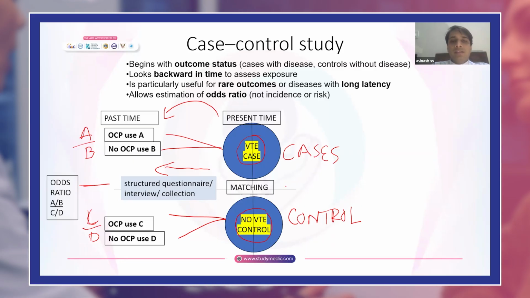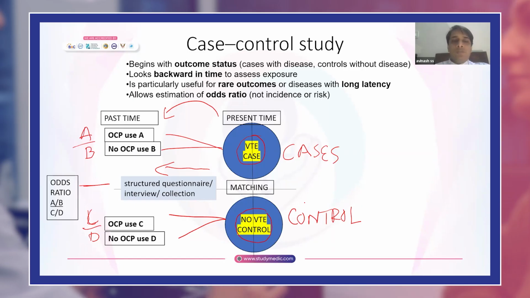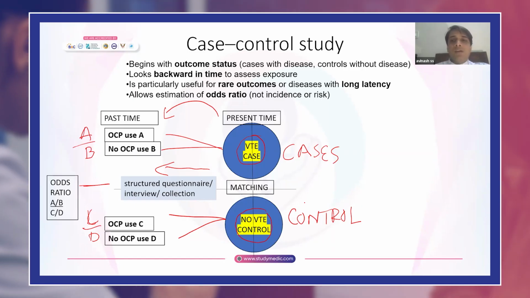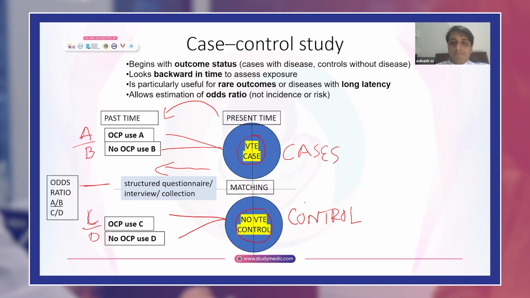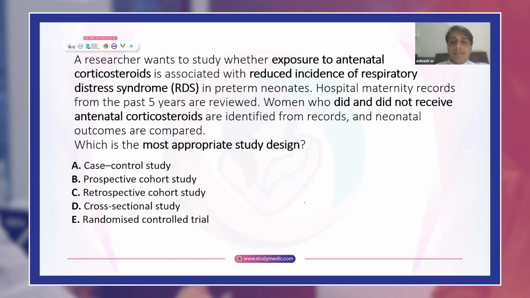We select the cases, we select the controls, matched controls, then we ask the questionnaires about the exposure. Multiple exposures can be collected by asking the questionnaire. Okay, so this case control study is useful for long latent period cases or rare cases.